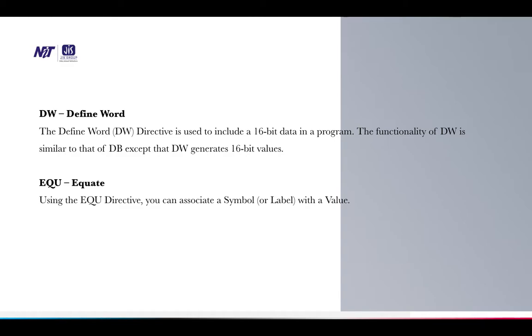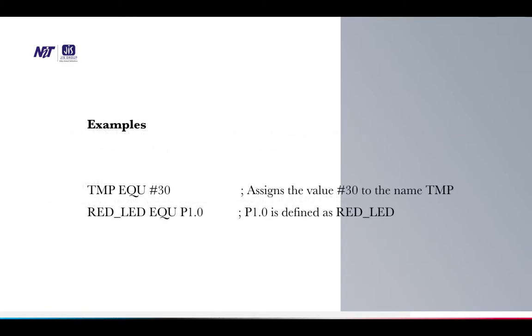EQU, equate. Using the EQU directive, you can associate a symbol or label with a value. Example: TMP EQU #30. Assign the value #30 to the name TMP. RED_LED EQU P1.0. Therefore, port 1.0 is defined as red LED.